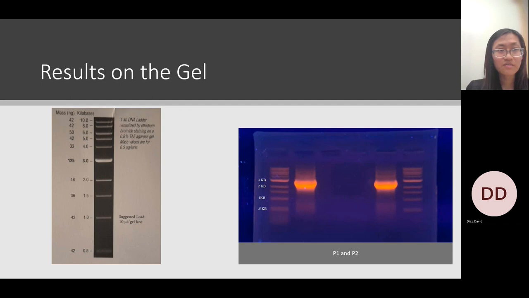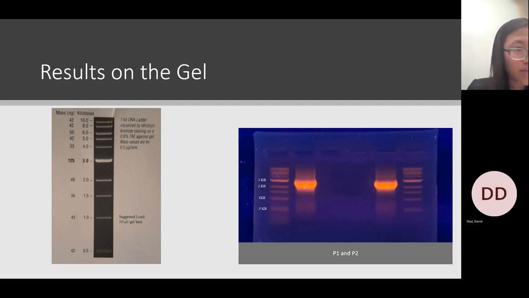So for my next slide, I'd like to show you the results on the gel. This is our measurements, our base pairs for P1 and P2. The first set right here is our ladder, and this one's P1. Consecutively, right here is our P2, and again, our ladder right there for easier comparison. So again, this is the same 1 kb ladder scale that we used for the FD tet, and for this, we're looking around 2.5 kb.